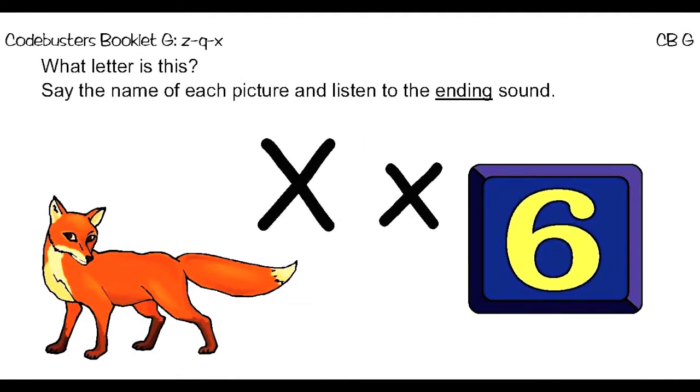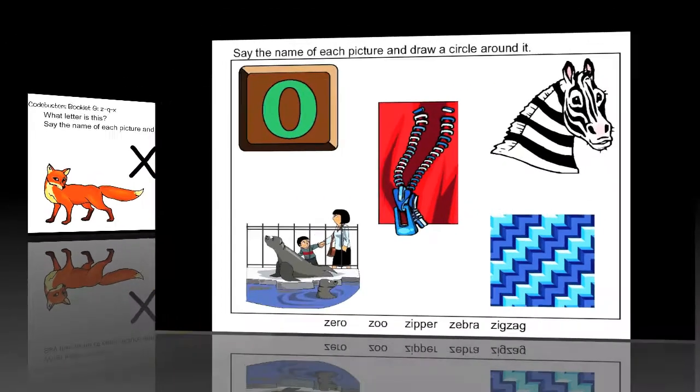Lastly, let's review the final letter name and sound. This letter's name is X. Can you say X? This letter's sound is X. Can you say X? The letter X makes the sound X, X. Again, remember to review upper and lowercase letters.